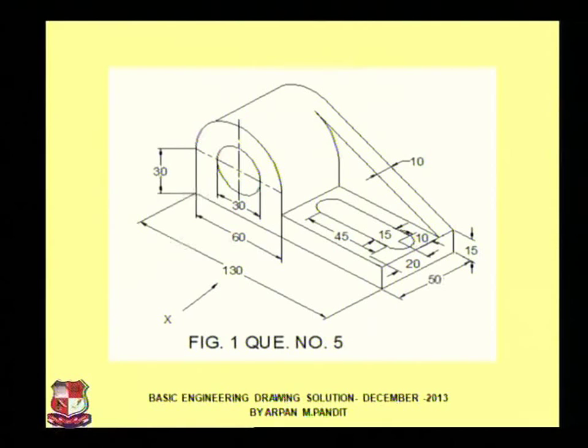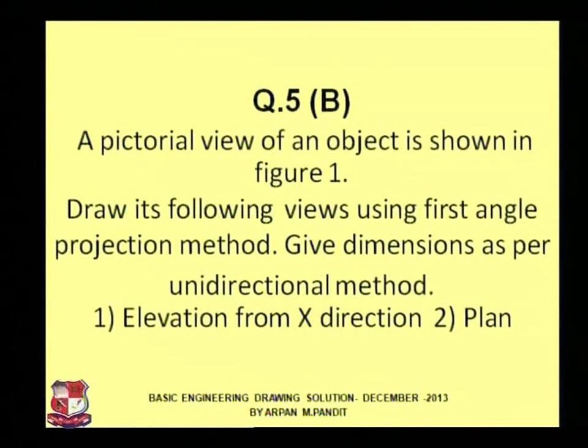It is about an orthographic projection. Now let's have a look at this problem. First of all, we need to draw the following view using the first angle projection method. We need to give dimensions by the unidirectional method. We need to draw two views. First is elevation and another is plan. The figure is shown as above.